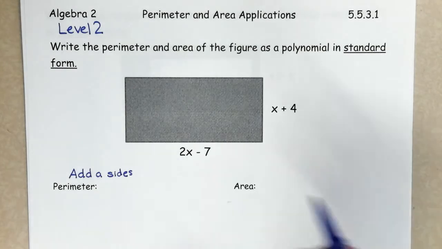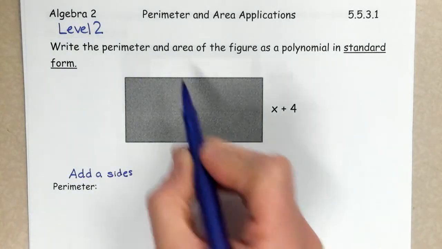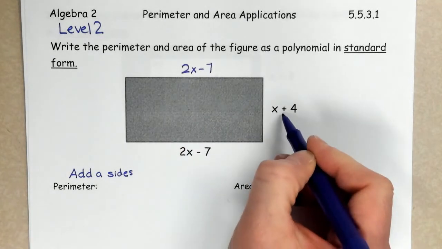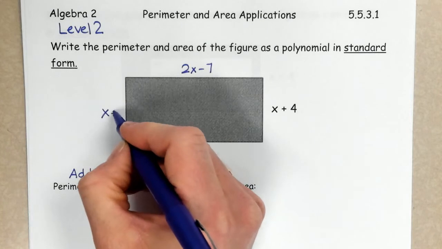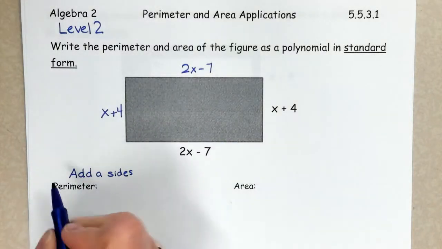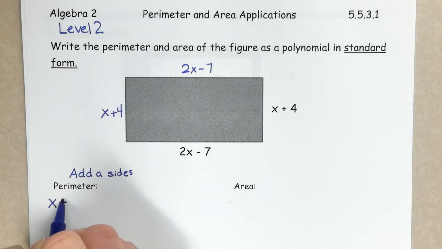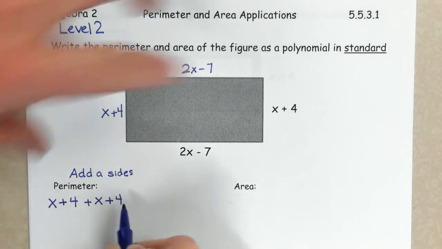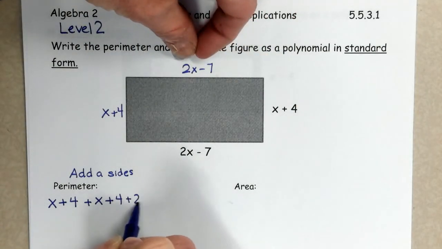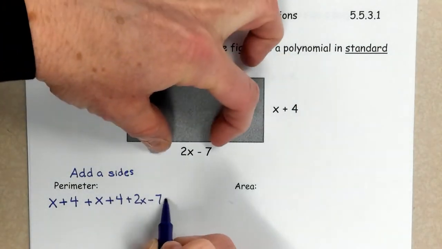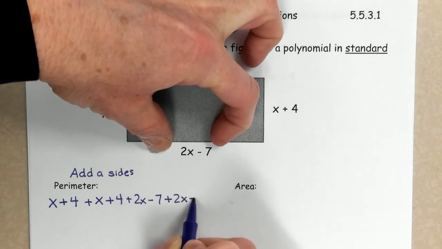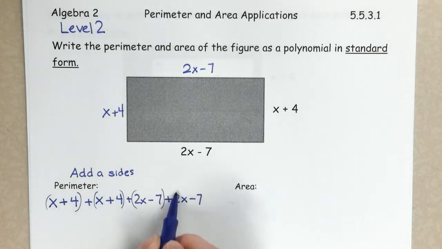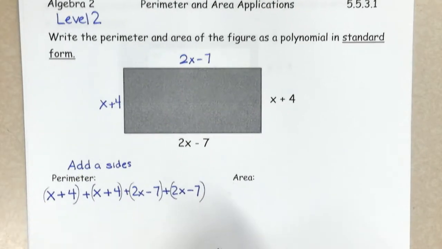Alrighty, so if we have this rectangle here, remember that if it's 2x minus 7 on the bottom, it is on the top as well. And if it's x plus 4 on the right, then it's x plus 4 on the left. And so if I'm finding the perimeter, I'm going to have to add all 4 of those measurements together. So x plus 4, plus another x plus 4, and a 2x minus 7, and a 2x minus 7. And so I've got all 4 of my sides here. Parentheses may help you recognize them all, though they're not needed.